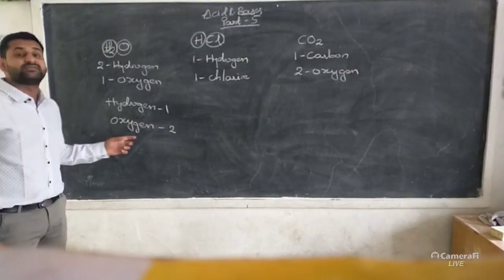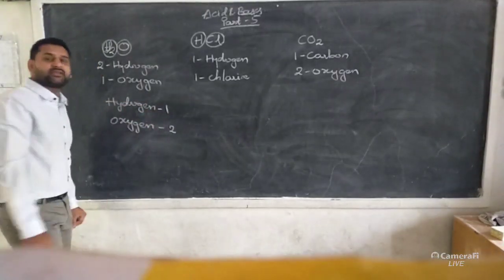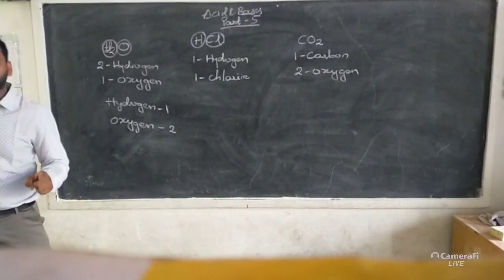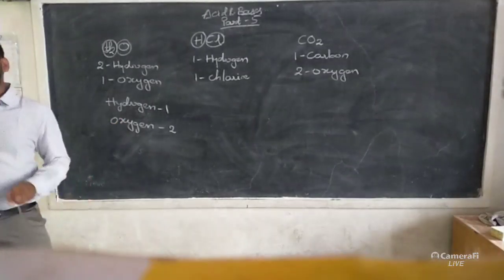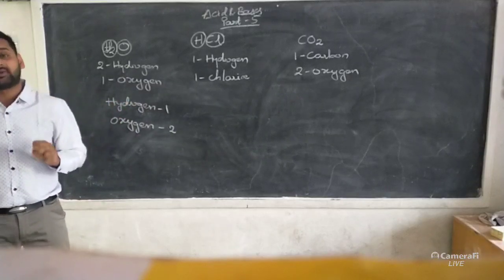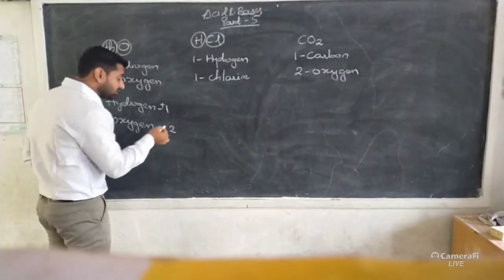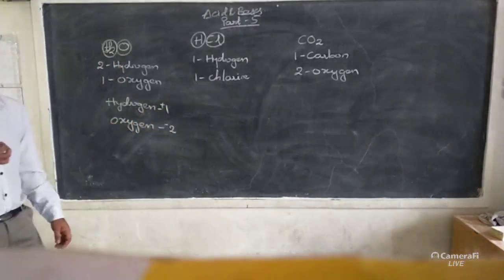When you take oxygen, its valency is 2. When you take hydrogen, its valency is 1. Hydrogen's valency is 1 and oxygen's valency is 2. These are the valencies of the elements. As we see, we can take hydrogen as a plus value and oxygen as a negative value.